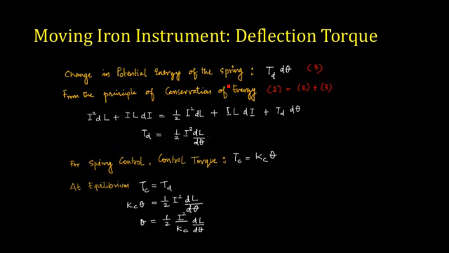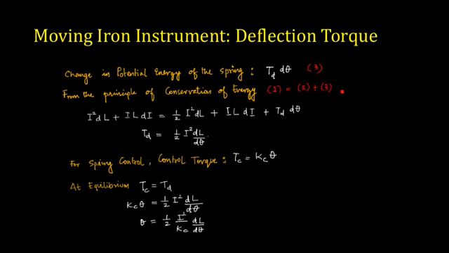Now the change in potential energy, or the work done by the spring, is given by Td dθ. While your current is flowing, your spring will be operating, so you'll have some energy stored in the spring, because your spring will be contracting and compressing. The equivalent energy can be given by the deflecting torque times the change in deflection, or the angle by which the spring is deflected. That is given by Td dθ. This is the mechanical work done by the spring.